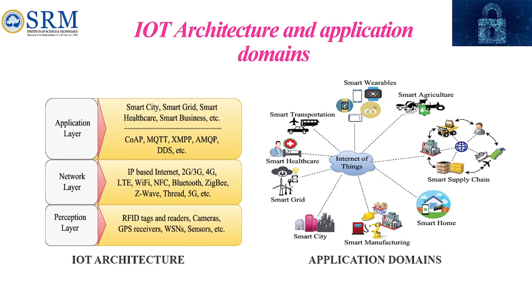And if you see here, I am showing the application domains that are placed here in IoT and the IoT architecture. We can see the application layer, network layer, and perception layer. There are different types of sensors and IP-enabled things, like networks, 2G, 3G, 4G, or Zigbee. These are the IoT architecture that plays an important role in security also.